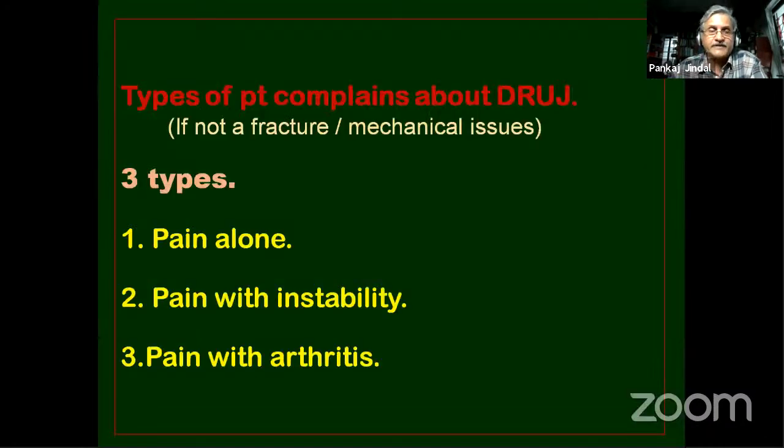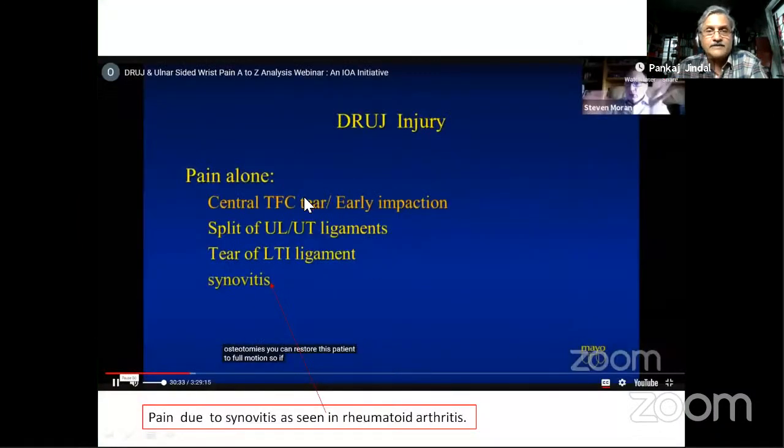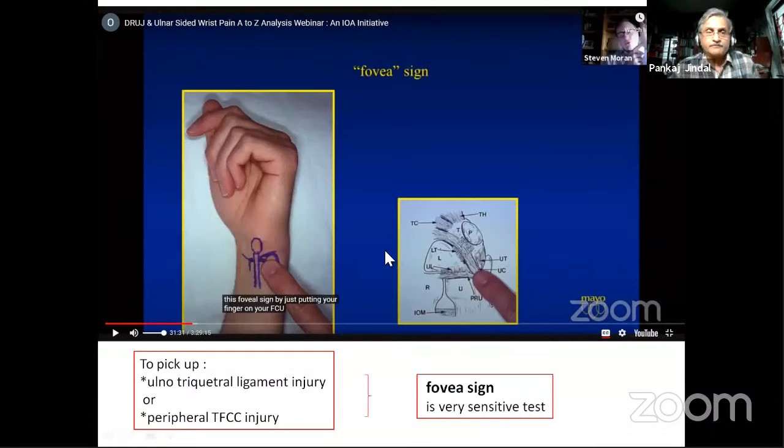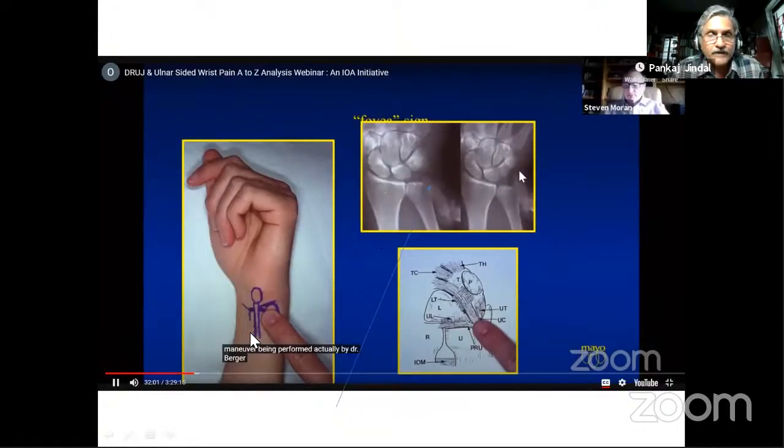So if you have a patient with pain alone, probably it is the central tear, as I said, or split ligaments or synovitis, as you see in a rheumatoid patient. And if you are picking up this thing, the ulnar foveal sign has been mentioned here. You go on the ulnar side of the flexor carpi ulnaris and press distally and deep inside, volar to the ulnar styloid process. This is where we are palpating, and this is the thumb of the examiner. This is the area you are going to palpate. If this is tender, this suggests the possibility of a ligament tear, the ulnocarpal ligament or ulnotriquetral ligament, which is damaged here.